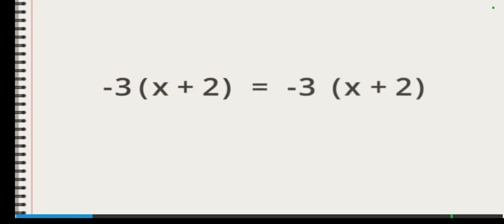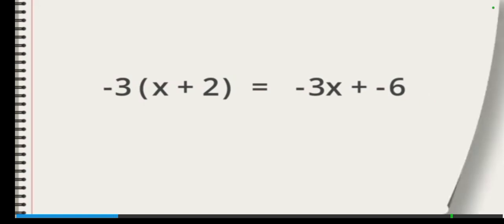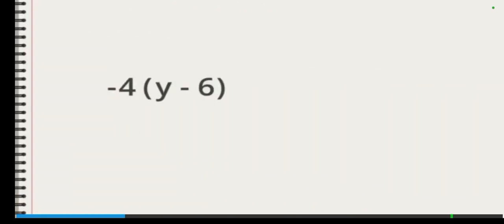Tag along. Minus 3 times x equals minus 3x. Minus 3 times 2 is minus 6. Done. Now let's make it a bit more challenging and choose an expression with a minus sign inside the parenthesis too. Minus 4 times y minus 6. We do as always, multiply what's in front of the parenthesis with each of the terms inside it. Minus 4 times y is minus 4y.